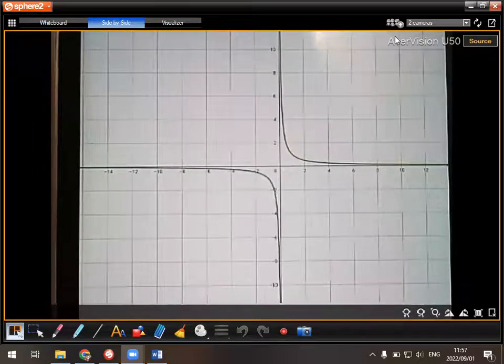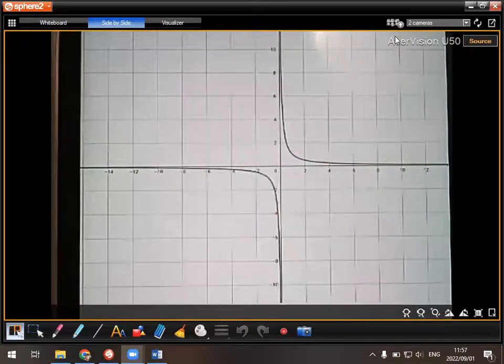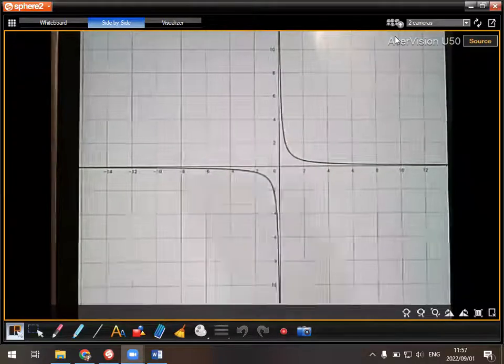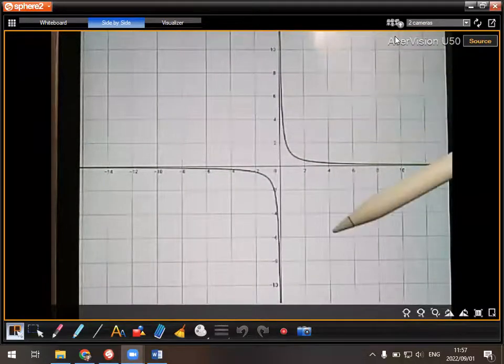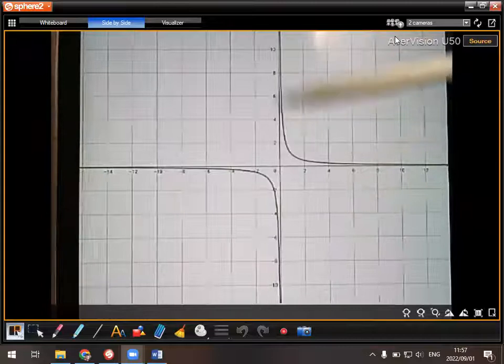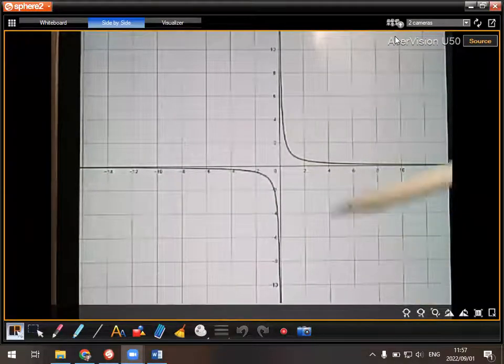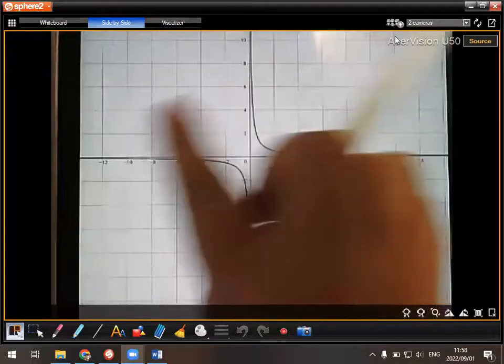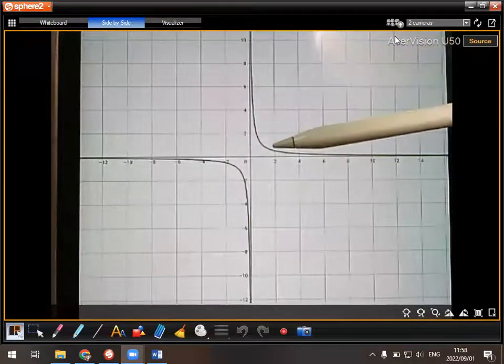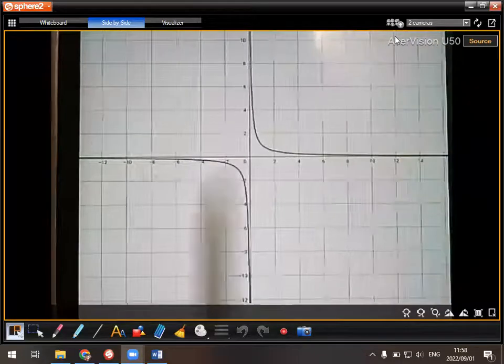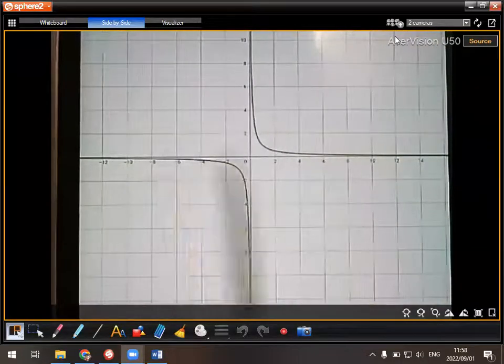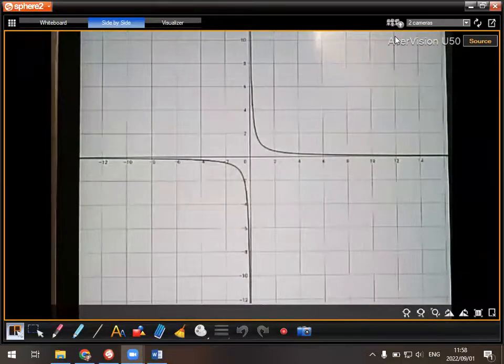So for a hyperbola, you are always going to have two asymptotes. This is one graph with two parts. So you're always going to have a vertical asymptote and a horizontal asymptote. All right, so I'm going to write VA for the vertical one and HA for the horizontal.